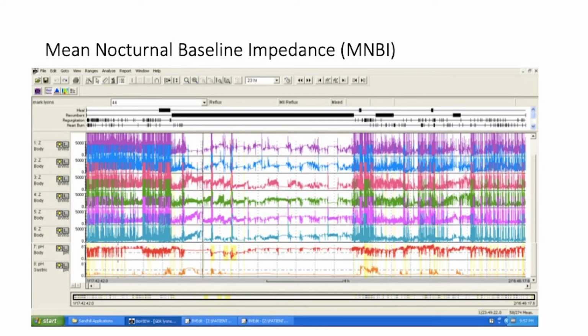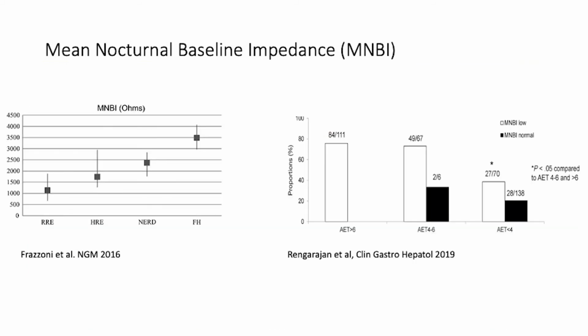The mean nocturnal baseline impedance, or MNBI, is now the most commonly used method of determining baseline impedance. Periods of stable baseline impedance taken during the night are measured and averaged from the distal impedance channel. This method also shows that impedance is lower in more severe gastroesophageal reflux disease. A baseline impedance of less than 2,292 ohms in the distal channel has been postulated as an abnormal cutoff.